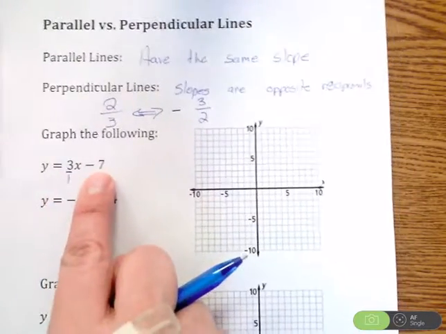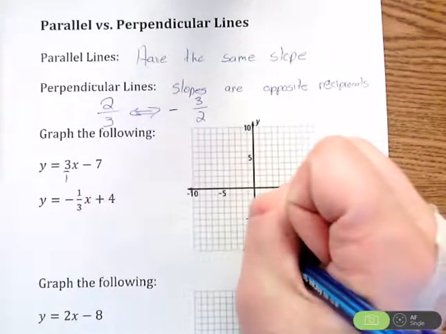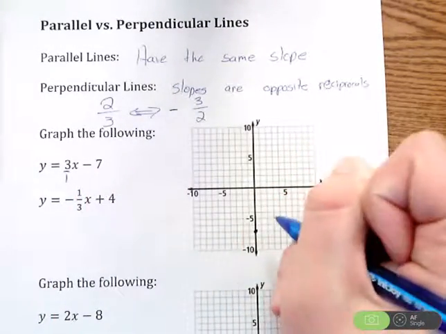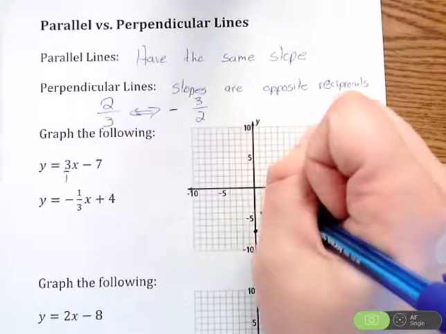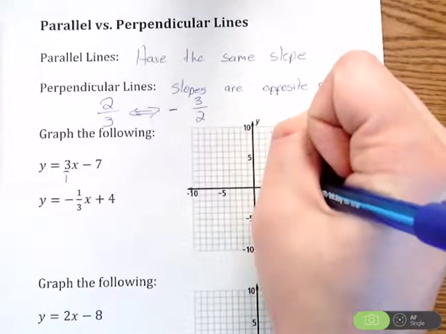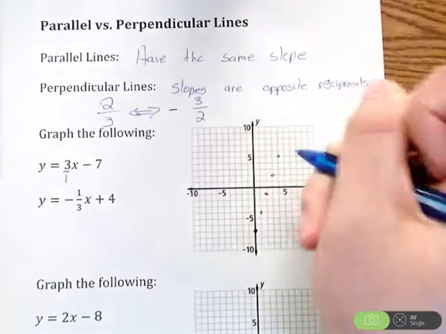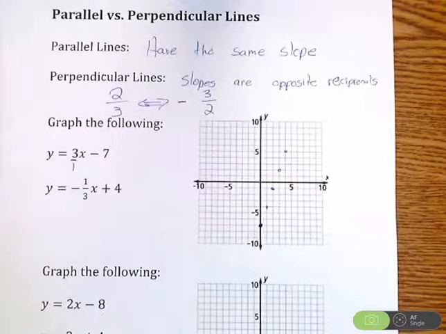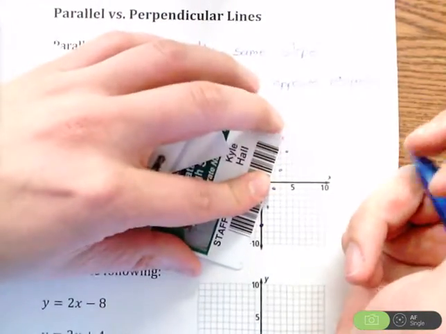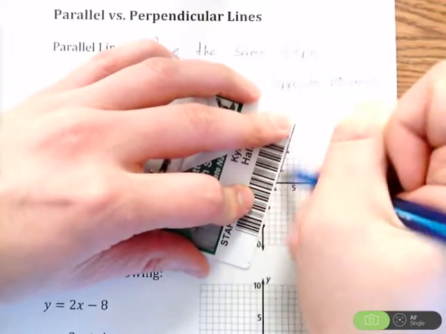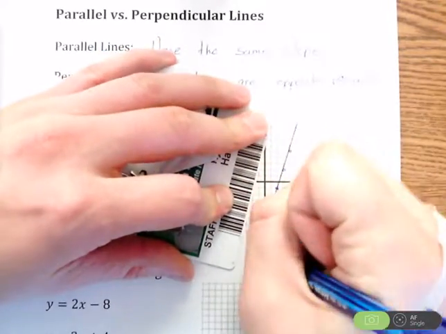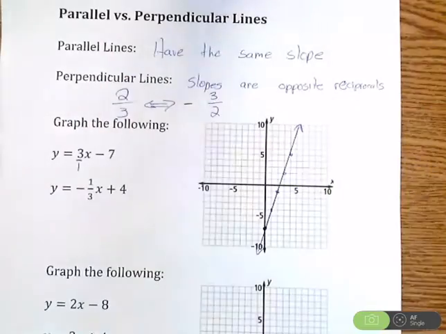y equals 3x minus 7. So that means we're going to have a y-intercept down at negative 7. And I'm going to go up 3 over 1, up 3 over 1, up 3 over 1. You get the point, up 3 over 1. Once I have that, this is my first line, I can take an ID or ruler, anything that's straight, line them up, and there's my first line.